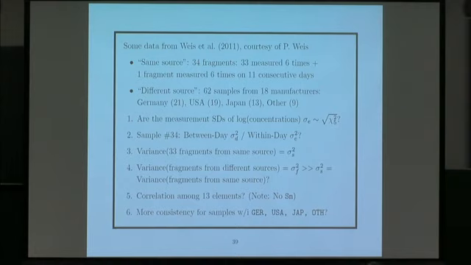So here are some questions. Are the measurement standard deviations of the log concentrations roughly square root of the chi-square on 5 degrees of freedom? We hope so. Not that they have to be, it just kind of makes us feel warm and toasty if they are. Sample number 34 will allow us to look at the between day versus within day variation. Variation on the 33 fragments from the same source. Variation of the fragments from different sources. Looking at the correlation among the elements, I'm so glad we have an honest and bona fide chemist in this audience. And more consistency: do we see more consistency for samples within country?